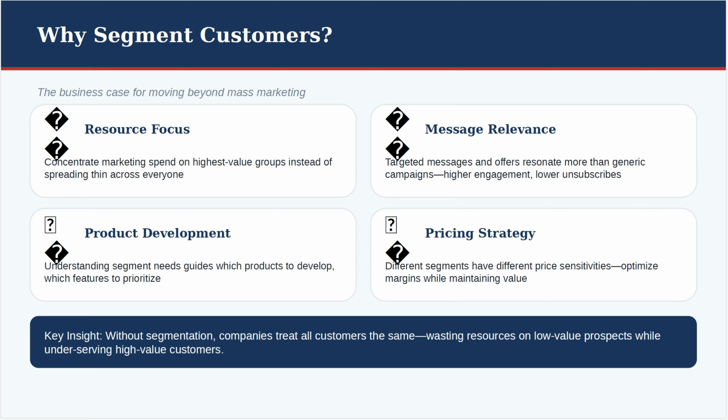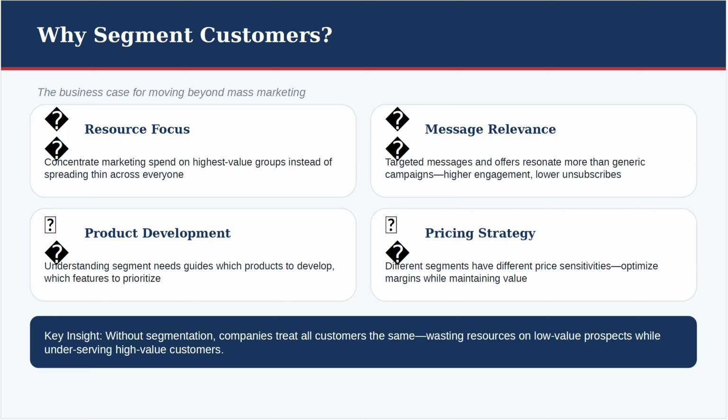Okay. The second one is message relevance. So generic messages almost get ignored. Dear customer emails have lower open rates than personalized ones. So segments enable relevance at scale. Segmented email campaigns, which are targeted towards individuals or segments, have 46% higher open rates than non-segmented emails.